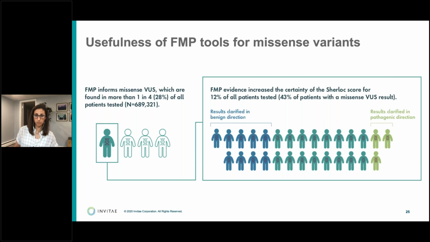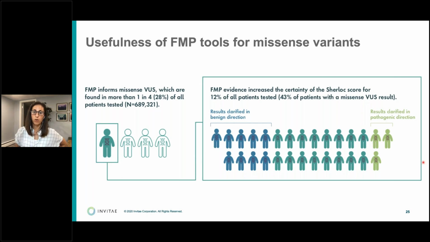So in a study of over 600,000 individuals who were tested at Invitae across many different clinical areas, we found that more than 1 in 4, about 28% of patients, were found to have a missense VUS. If we take a closer look at that 28% of patients, as depicted here on the right, the FMP tools predicted evidence that leaned more towards a definitive classification, either towards benign in 9% of patients or towards pathogenic in 3% of patients. So this means that we expect the FMP tools can help lead to a more definitive classification in 12% of all patients tested at Invitae.